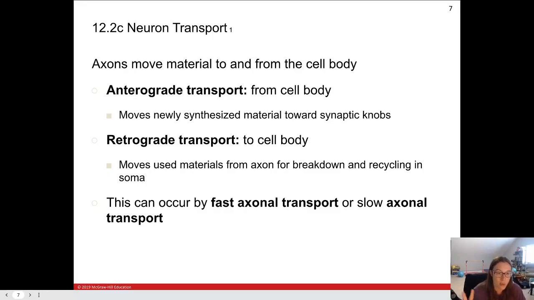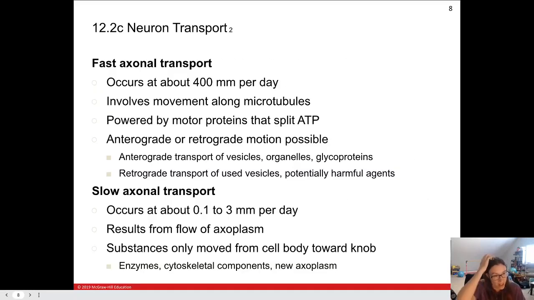And so these two types of transport can either happen fast or slow. There are two different types of movement. Fast axonal transport occurs at about 400 millimeters per day.